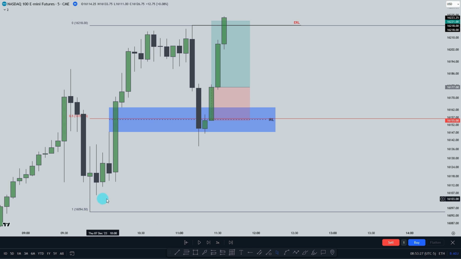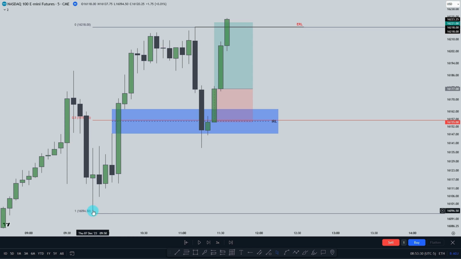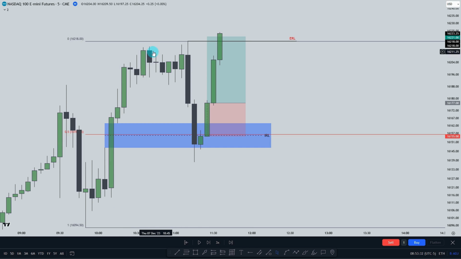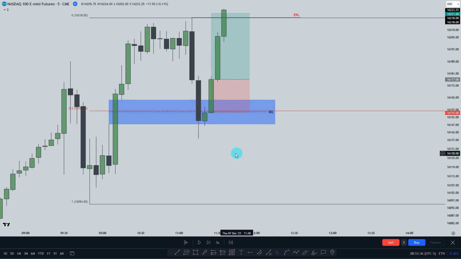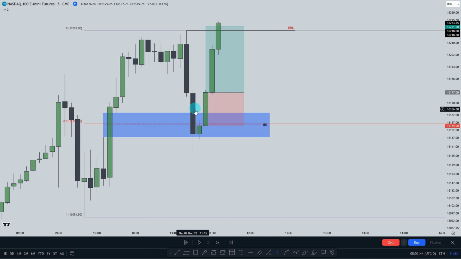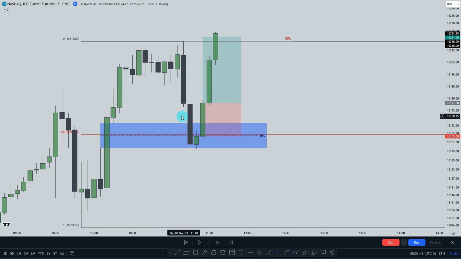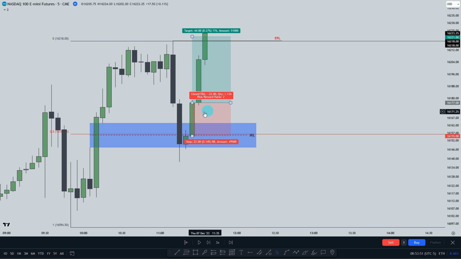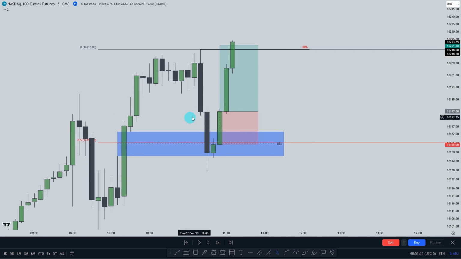And then we use our Fibonacci tool from this low down here, which is external range liquidity, up to this new high up here, which is external range liquidity. And then we can determine the discount and the premium and find internal range liquidity within the discount. And then we see price go lower down here. And then we see price move higher, closing above this inversion value gap.